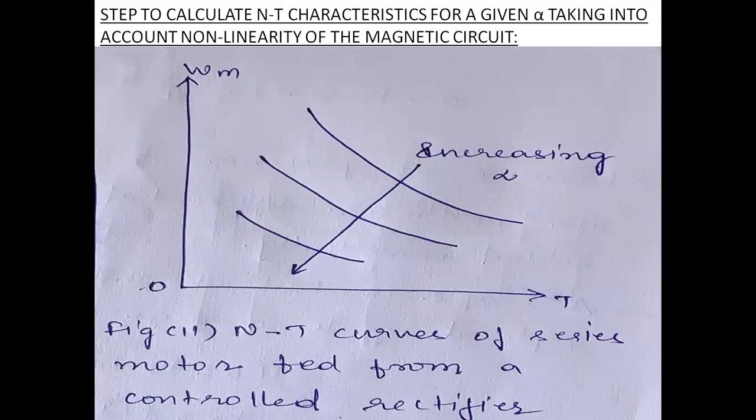Until now we have discussed the dual converter, the rectifier fed series motor, and single phase fully and half controlled rectifiers with a separately excited DC motor. So until now we have covered the single phase half rectifier and single phase full rectifier with separately excited DC motor and series motor, and we have learned about the dual converter. Now we will discuss the problems on single phase half and full rectifiers.